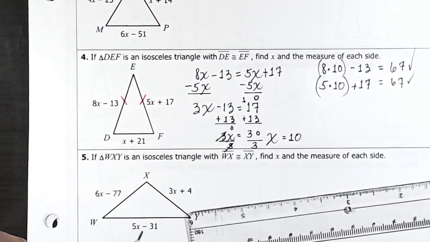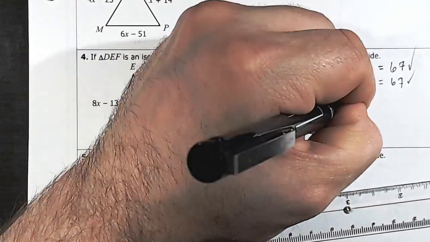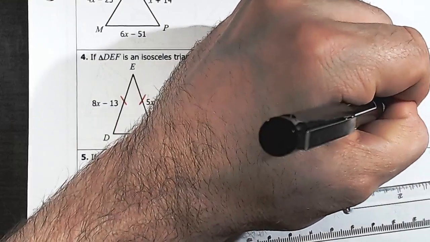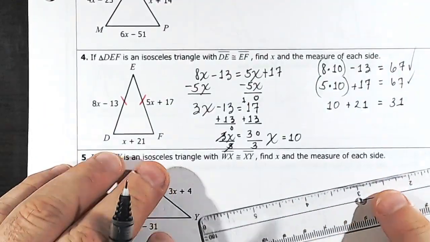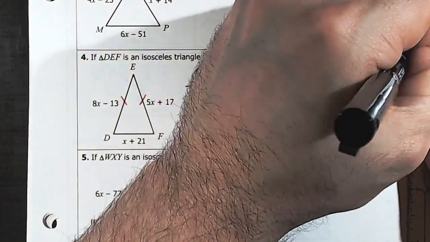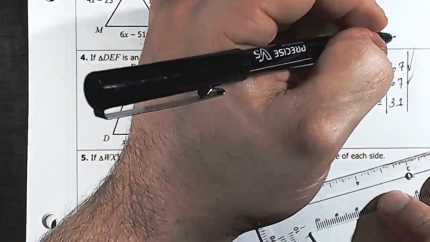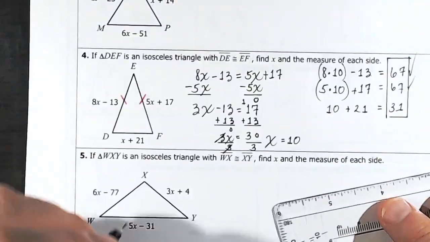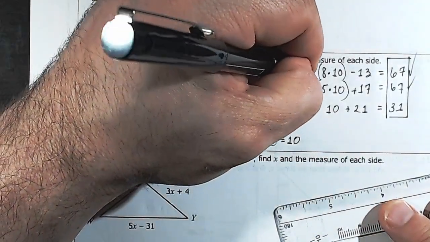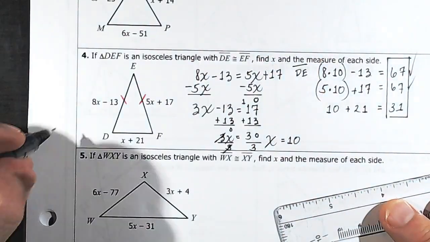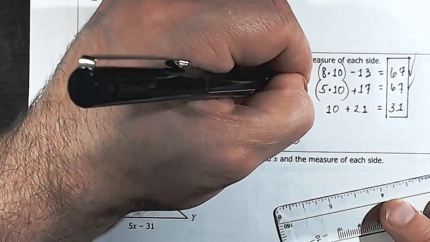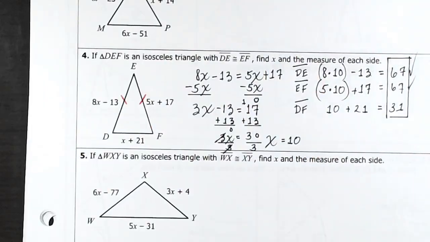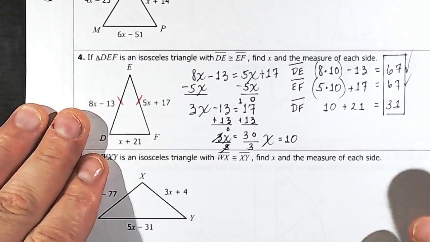Finally, we've got to find DF. That's x plus 21. Well, x is 10, so it's just 10 plus 21, and 10 plus 21 equals 31. So these are the side lengths. This is what they want to see. And I'm betting they want you to label them. So this is DE, and this is EF, and this is DF. Now, number 5 is solved just like number 4, so we'll skip it.